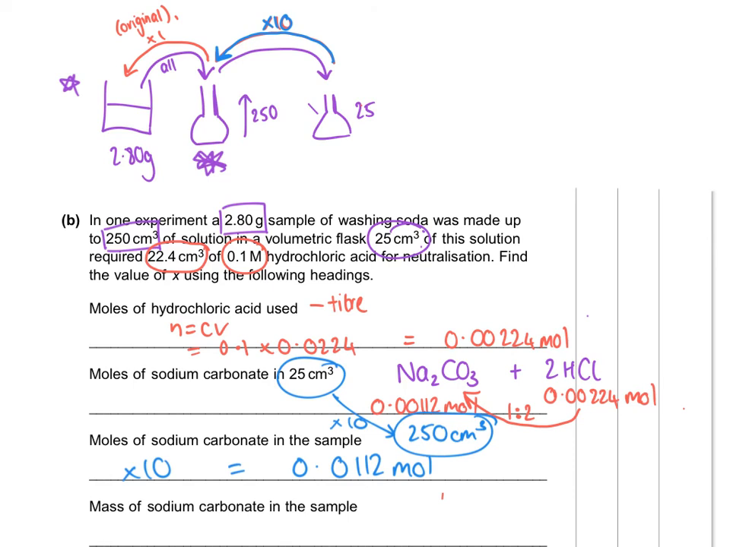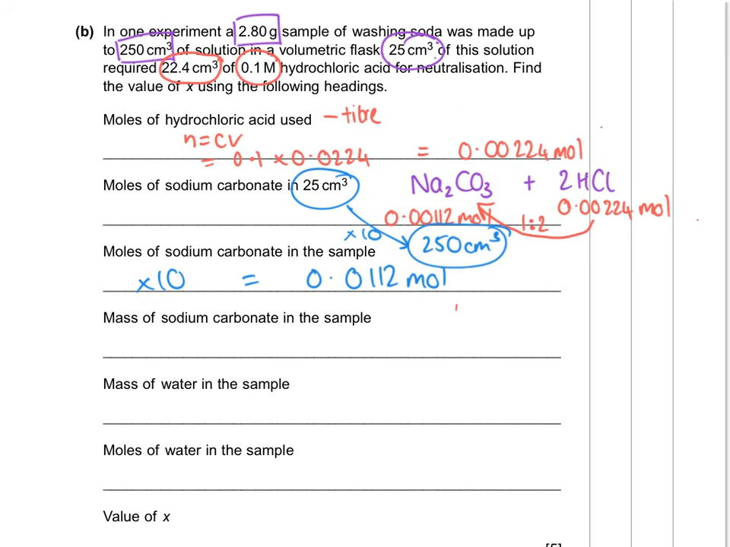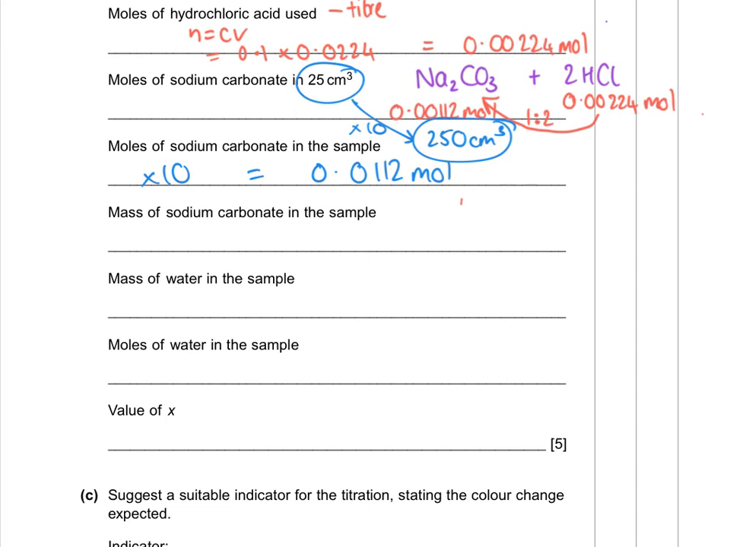Okay, and remember what's in the volumetric flask contains all the moles that was in the sample in the first place. So we can go straight from that number of moles to the mass of sodium carbonate in the sample. So we're going from moles to mass, so we're going to be using the equation mass equals n times RFM. Our number of moles is 0.0112. Our RFM of sodium carbonate is 106. That gives us a mass of 1.1872 grams of sodium carbonate.